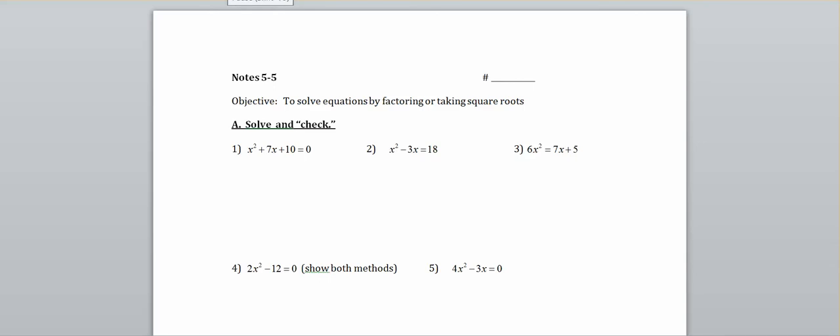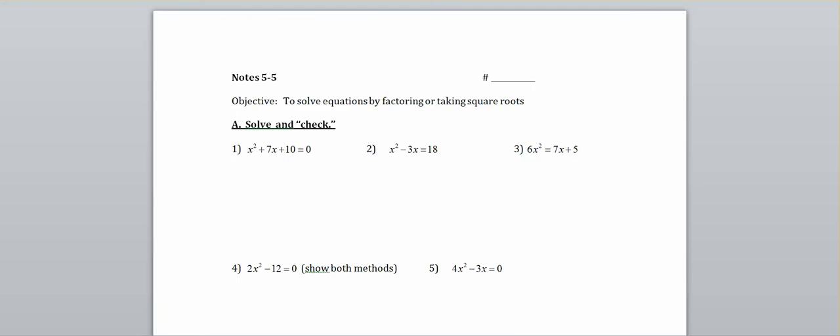Today's notes are section 5.5 from the book, and they are on solving equations by factoring or taking square roots. Up to this point, you've done a lot of factoring. You're trying to figure out what you're going to do with factoring. Well, in order to solve equations, a lot of times the best method is to factor it. We can also take square roots. So I'm going to show you both methods.